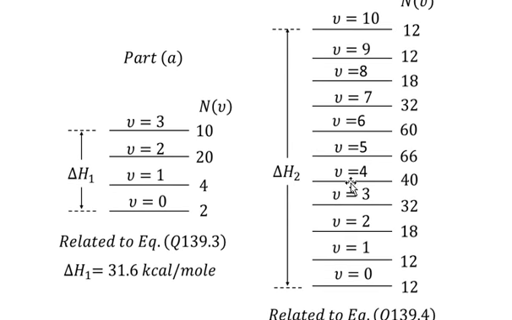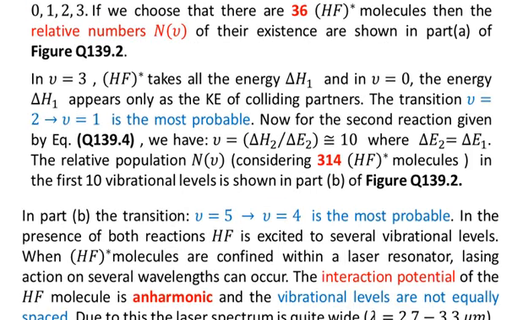So the transition from V is equal to 2 level to the V is equal to 1 level is the most probable transition, because for this transition it produces the most intense laser beam. So it means that the transition from V is equal to 2 to V is equal to 1 is the one producing the most intense beam, and is the most probable reaction.